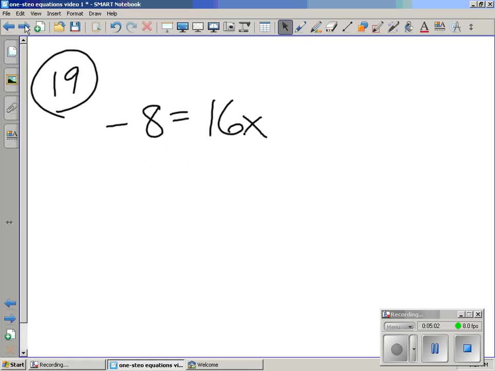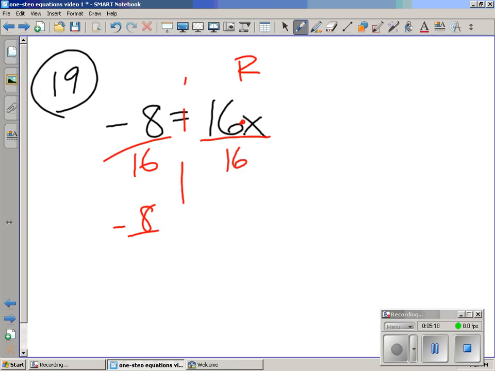Number 19. The x, or the variable, is on the right side, and the x and the 16 are separated by multiplication. The inverse of multiplication is division, so I divide each side by 16. On the left, I get negative 8/16. On the right side, I get just x, because 16 over 16 equals 1.